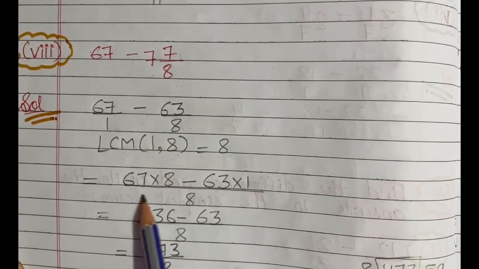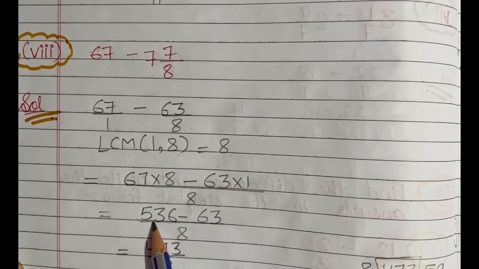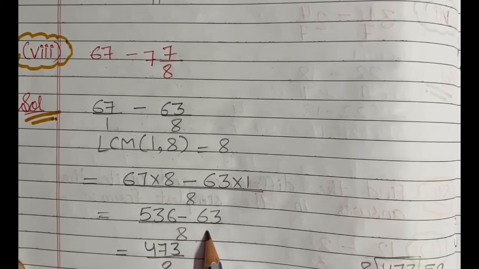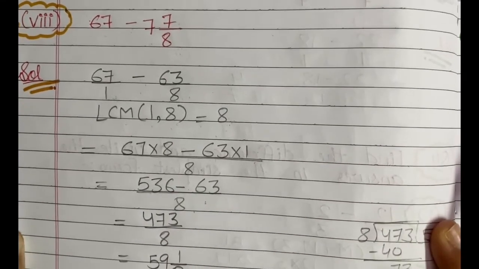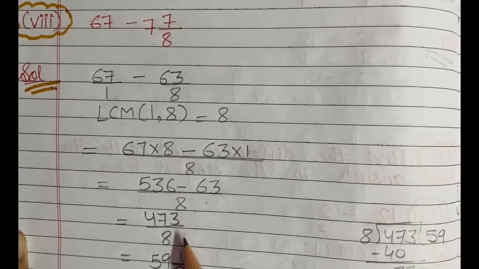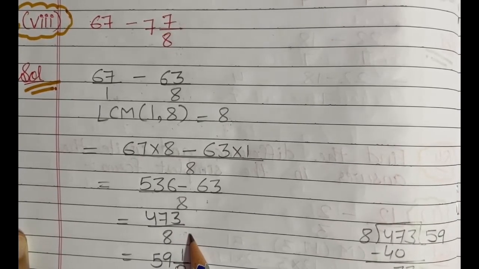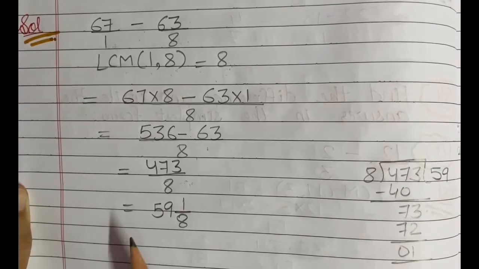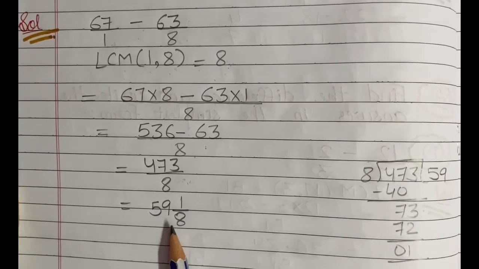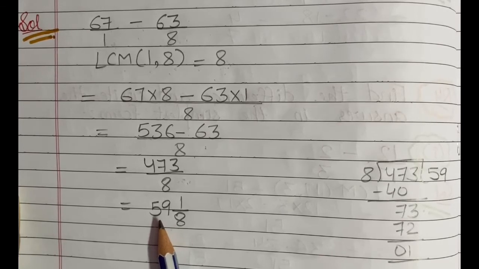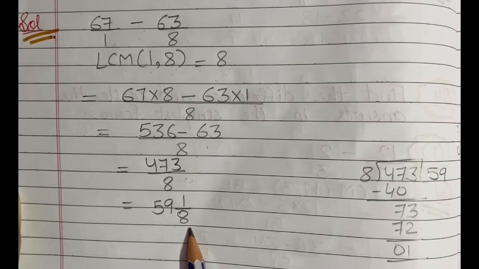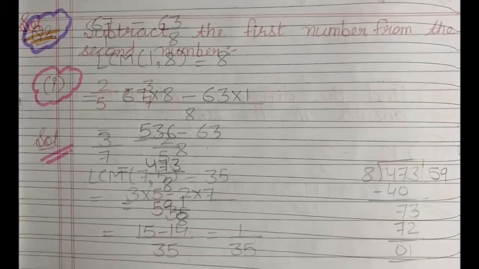Now students, on solving this we will get 536 minus 63 by 8, and on solving this we will get 473 by 8, which is an improper fraction. So students, we will convert it into a mixed fraction, and its mixed fraction is 59 whole 1 by 8. Hopefully it is also clear to you.